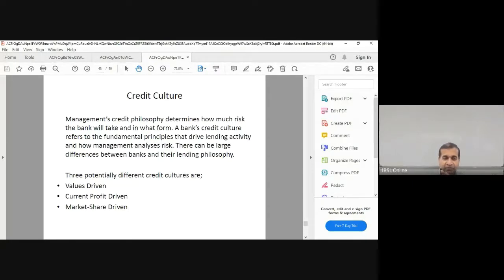In credit, the management credit philosophy, the way of thinking, on a rational basis or whatever it is, determines how much risk the bank will take and in what form. So credit cultures are basically risk related. A bank's credit culture refers to the fundamental principles that drive lending activity and how management analyzes risks. So one way to see it is that credit portfolios are increased at the level of risks. Of course, even without thinking, you can increase the portfolios. You can increase your portfolio like nothing.